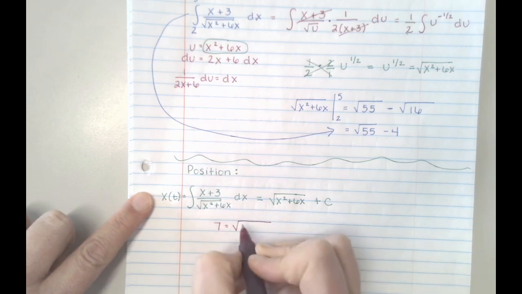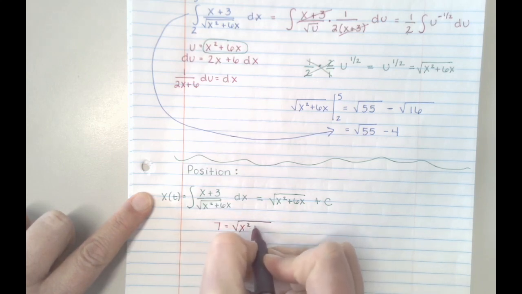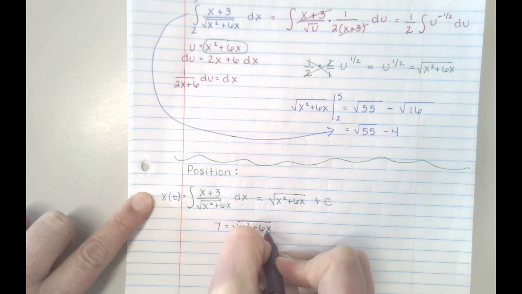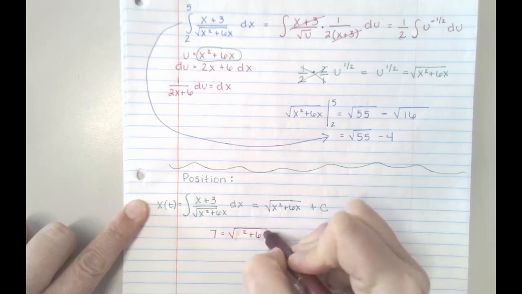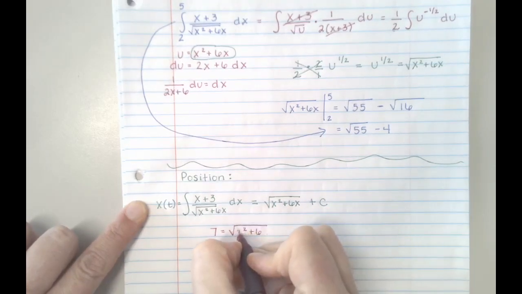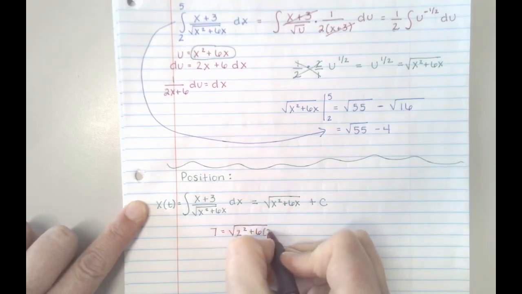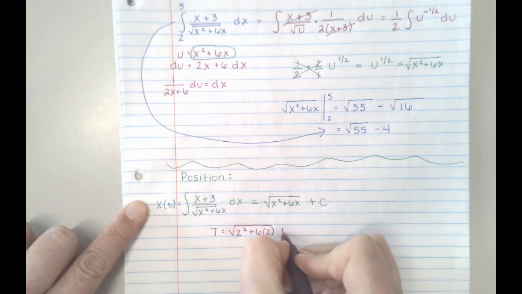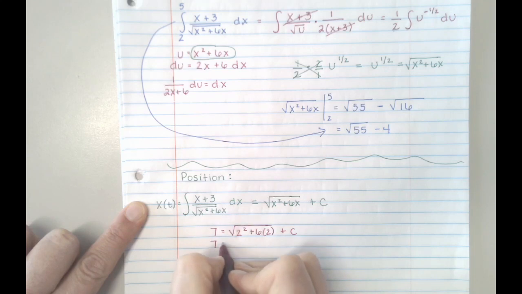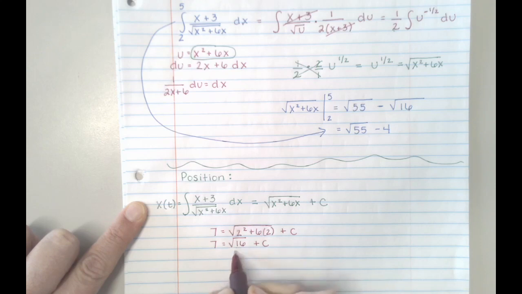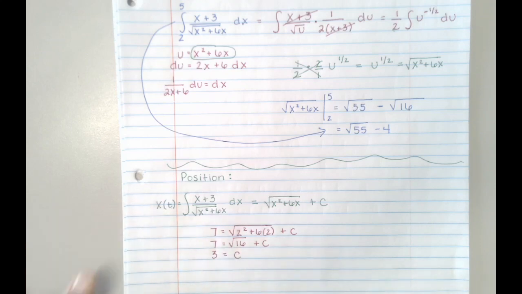So my position is 7, equals the square root of x squared plus 6x. Oh, sorry, I didn't mean to make those x's. I want to make those 2's. So 2 squared plus 6 times 2 plus c. This is now 7 equals the square root of 16 plus c. That's a 4, and if I subtract it, I get that my initial value is 3.